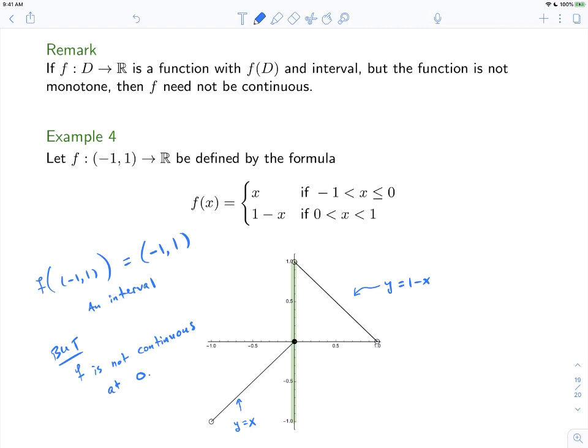So you need both the image to be an interval, and also you need the monotonicity. Here it isn't a monotone function, because here it's increasing, but here it's decreasing. So it's not a monotonically increasing or monotonically decreasing function. And that's why the conclusion of the theorem doesn't hold, because the hypotheses are not satisfied.